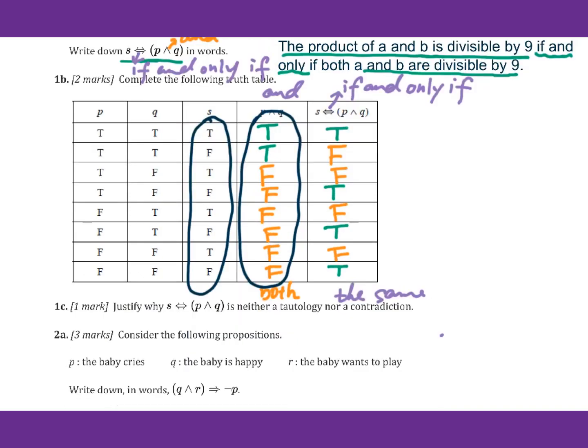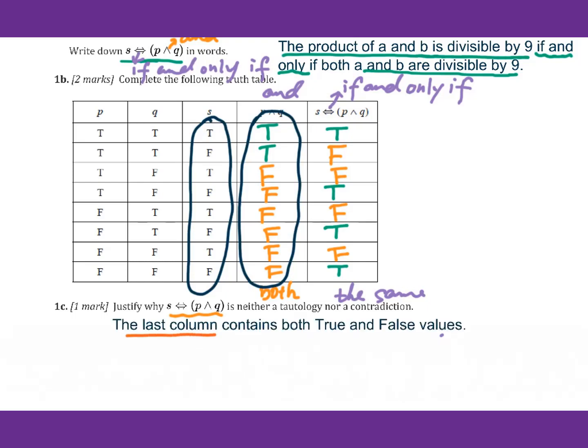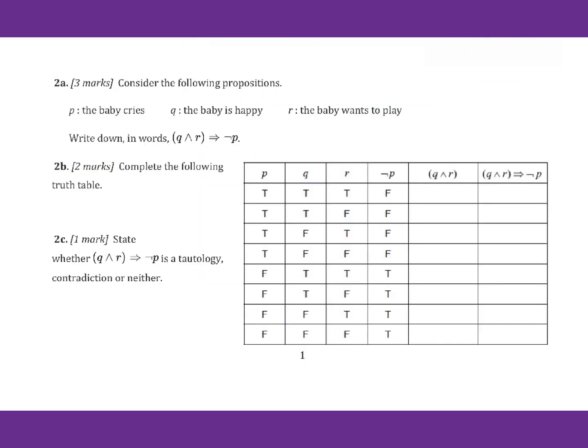1c. Justify why this is neither a tautology nor a contradiction. Because the last column contains both true and false values. If the column only contains true values, that's a tautology. If it contains only false values, it will be a contradiction. Now let's go to 2a.